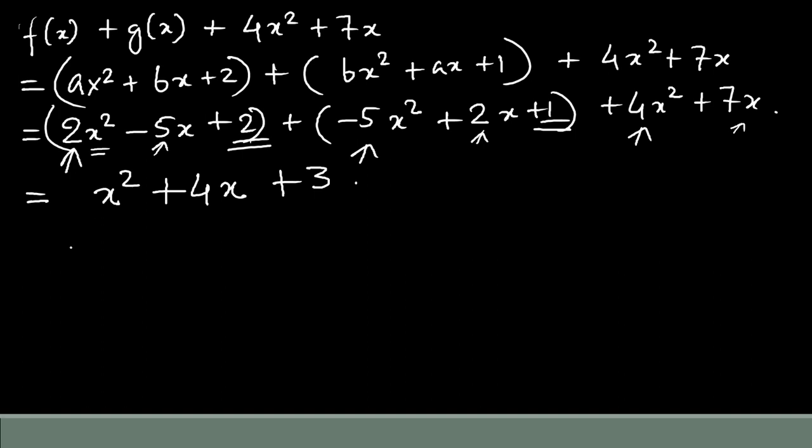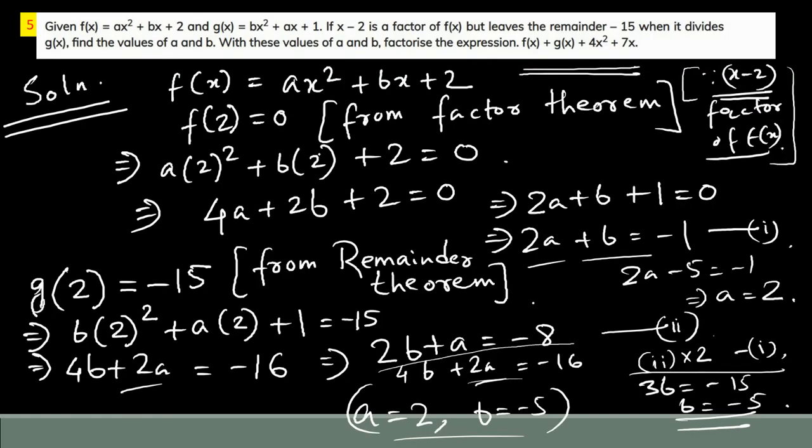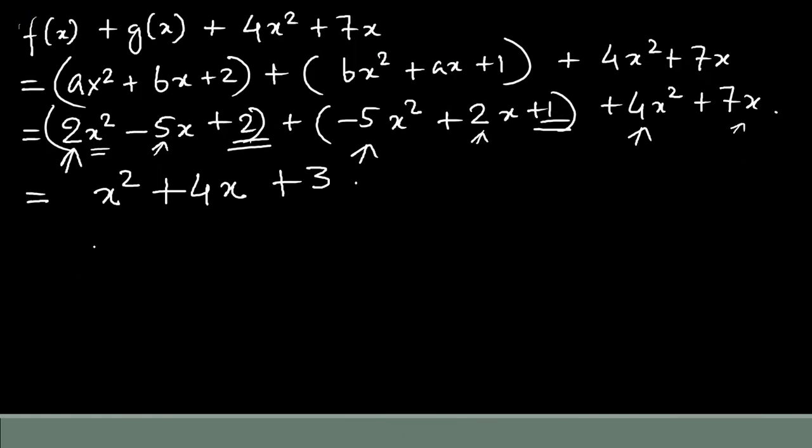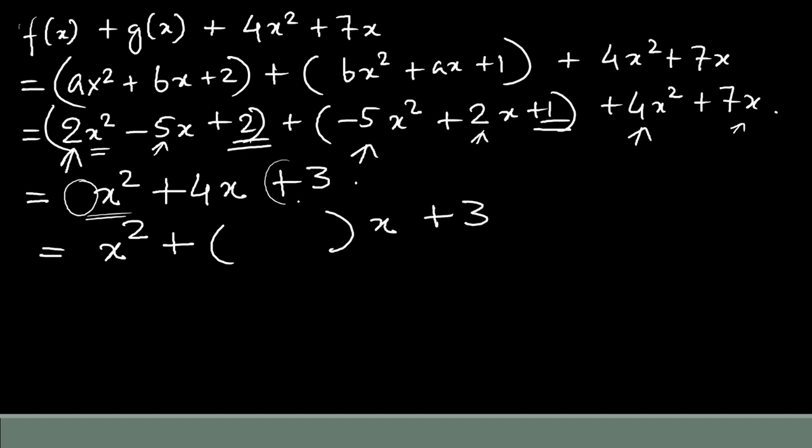So this thing we can now, because they have asked, factorize the expression. So we can factorize this quadratic. It's a simple factorization. Whatever x square, you just write x square. Plus is there, write the operator plus. Instead of 4, put a bracket, x, give x, plus 3, plus 3. So here the sign is plus in front of the constant. So plus and plus is plus, right? Multiplication rule. So we will put plus operator here.